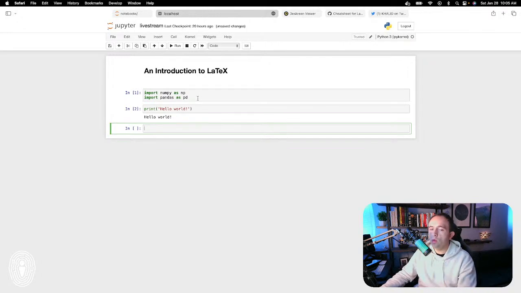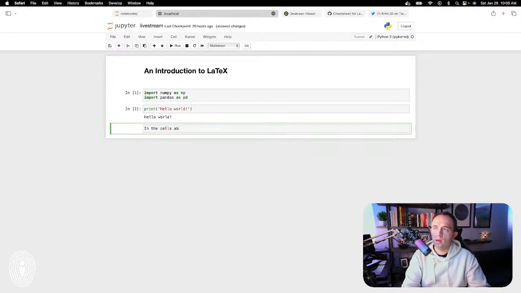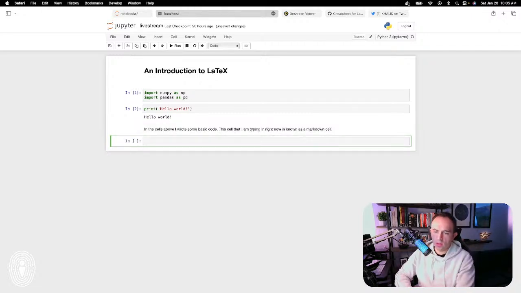Now, if I wanted to describe what I did above, I can turn these cells into what is known as a markdown cell. And this is going to allow us to write plain text language for what we just did above. So I'm going to write here: in the cells above, I wrote some basic code. The cell that I am typing in right now is known as a markdown cell. Okay, and then when I run this cell, it turns it into plain text language.